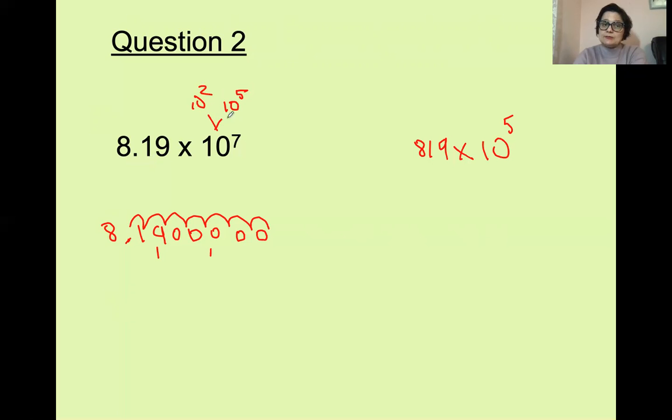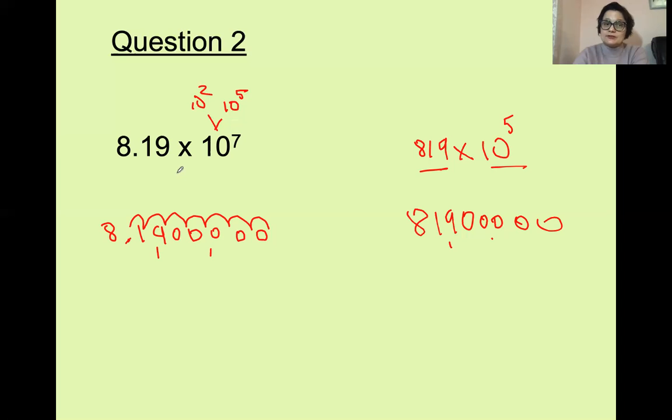10 to the power of 2 actually is 100, so I can change 8.19 to 819. So I need to multiply this by 100. And now, can you see? We have a whole number here and 10 to the power of 5 here. Simply add another 5 zeros, 2, 3, 4, 5. There you go. The answer, of course, is going to be the same.